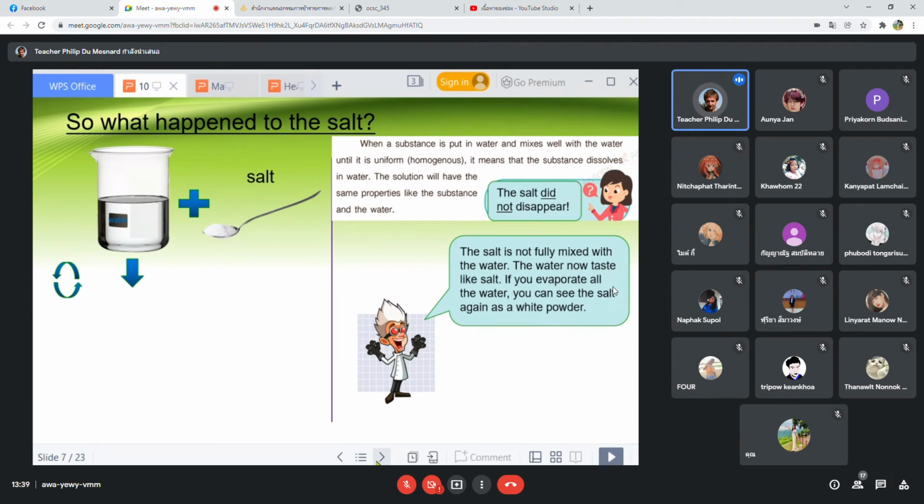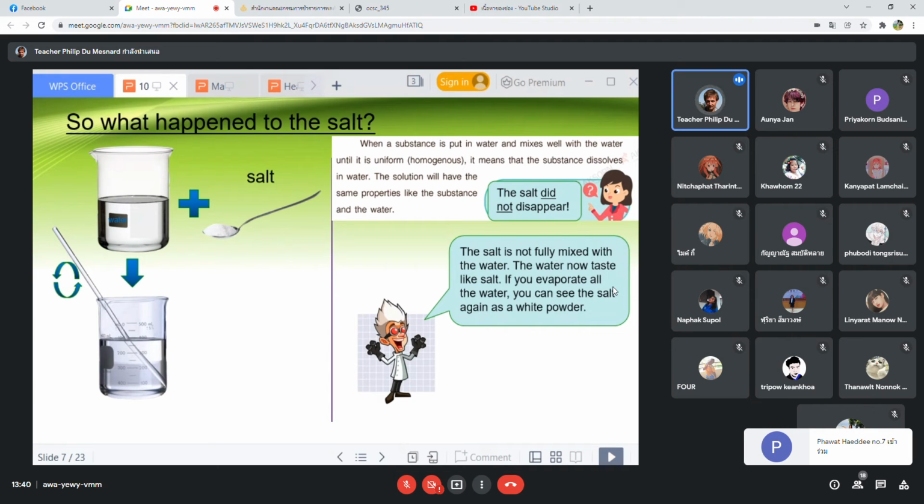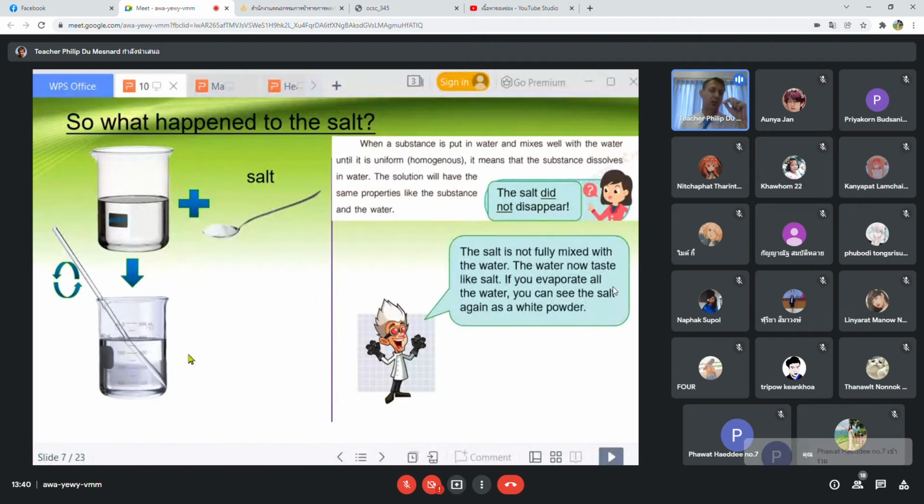Okay, so now what happened to the salt? When we put the salt in the water and we mix and stir, we see that the color of the water changed a little bit. Now we cannot see the salt. Okay, so what happened to the salt? And this is actually in your textbook. I think this is page 155. Class, did the salt disappear? Is the salt gone forever? What do you think?